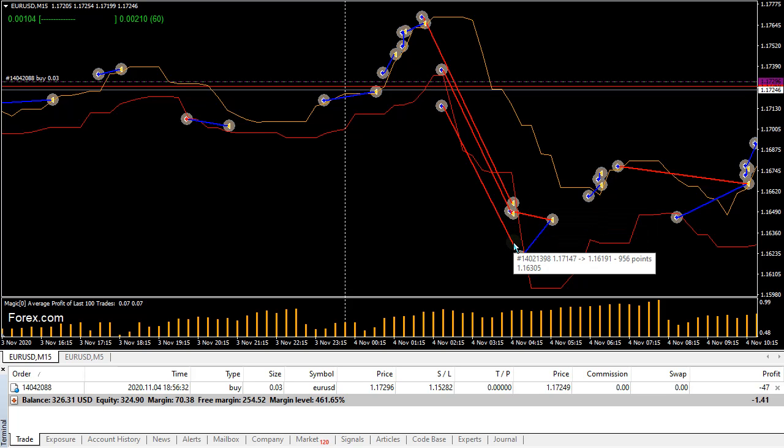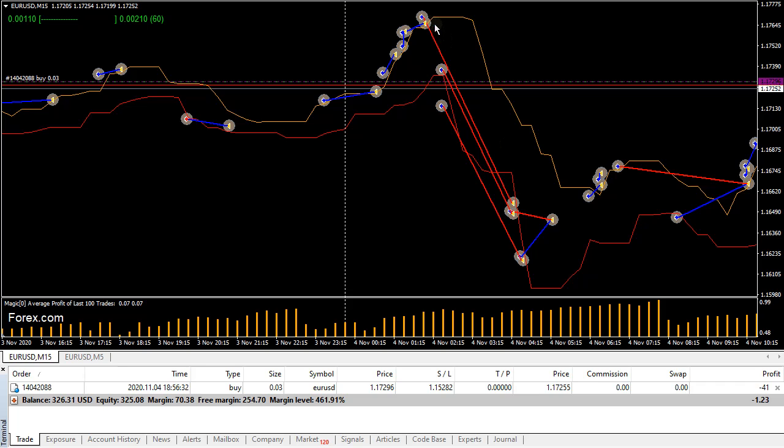Because I have to go at least 20 pips or something, right? Before I place another trade. So what should have happened is this one should have closed up here, whatever that price was, and then that trade that opened there should have opened way up here.